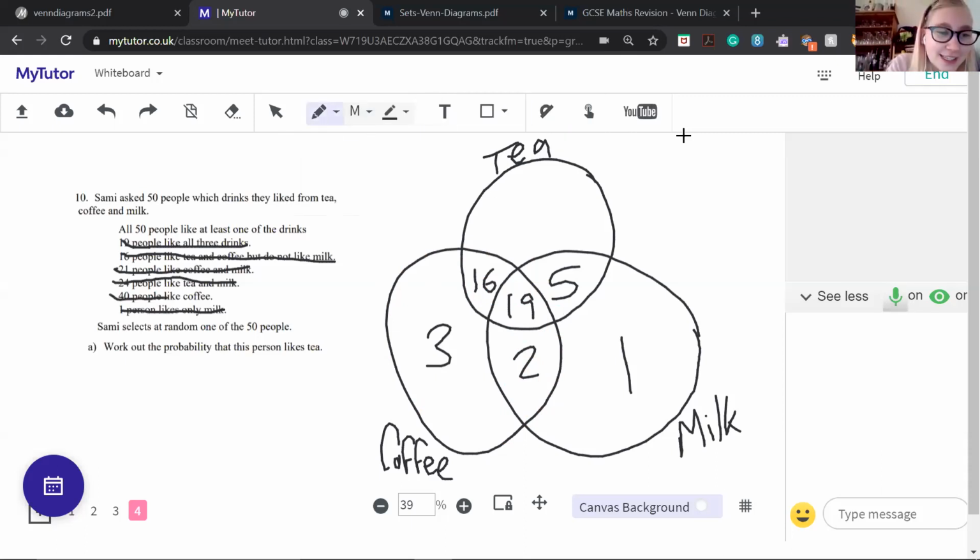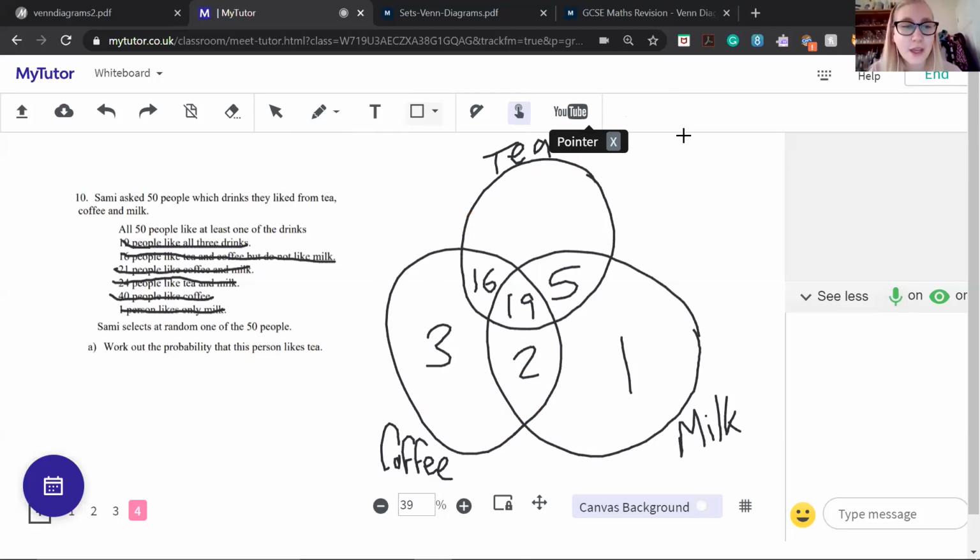So we've used this piece of information. And now all we've got to fill in is this. Well, we know that there were 50 people in total, and they all like at least 1. So every single number here has to add up to 50. So let's see what we've got so far. Gosh, mental maths. I think there are 46. So 6, 7, 46. So that means there've got to be 4 in this little circle. And now we've fitted every single person.